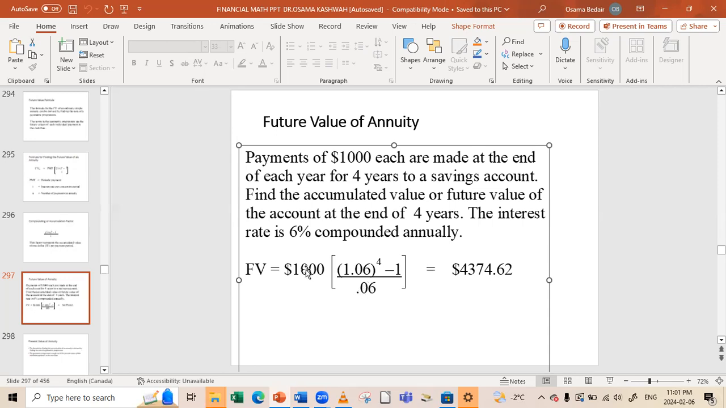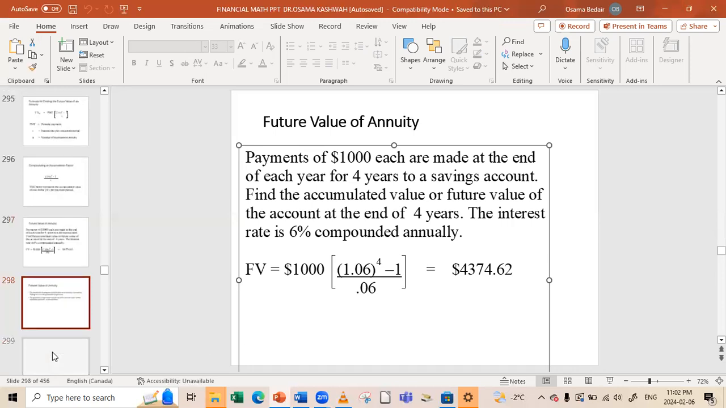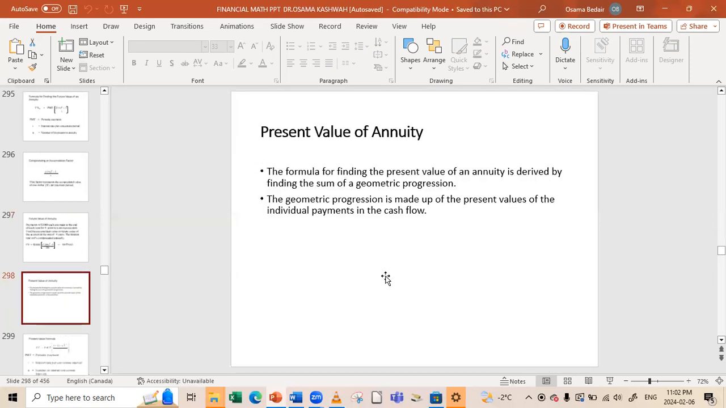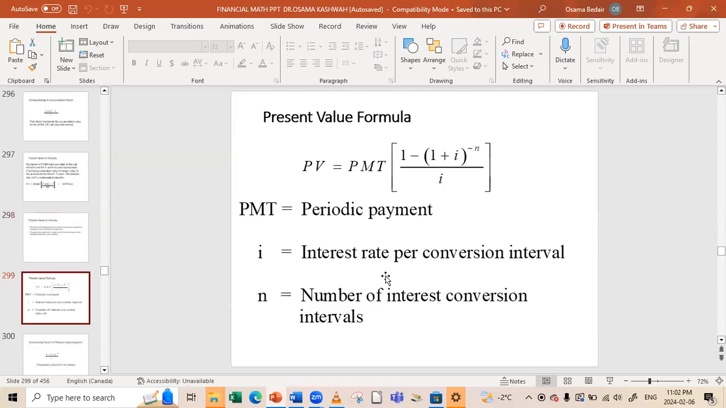I will multiply it by 1,000. That will give me the output, which is 4,374.62. So if we have deposits of 1,000, 1,000, 1,000, 1,000, totaling 4,000, but the sum is 4,374.62, that means the interest the depositor gets at the end of the period is $374.62. That was about the future value.